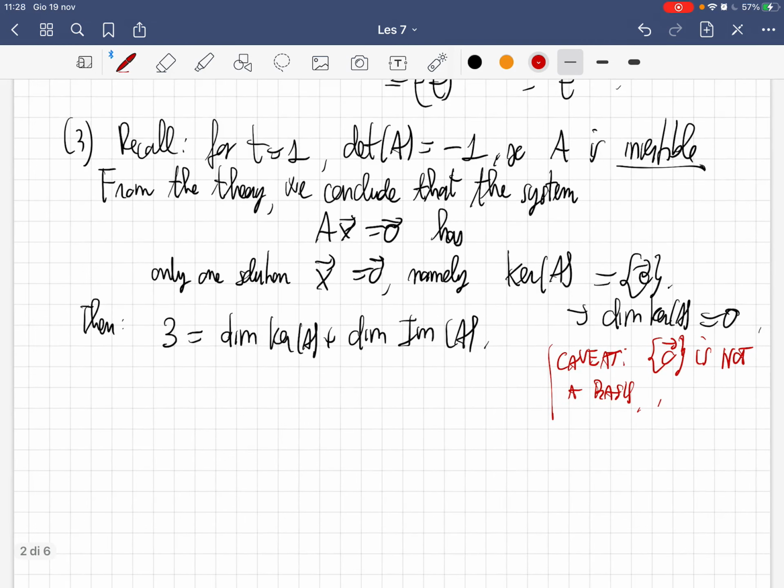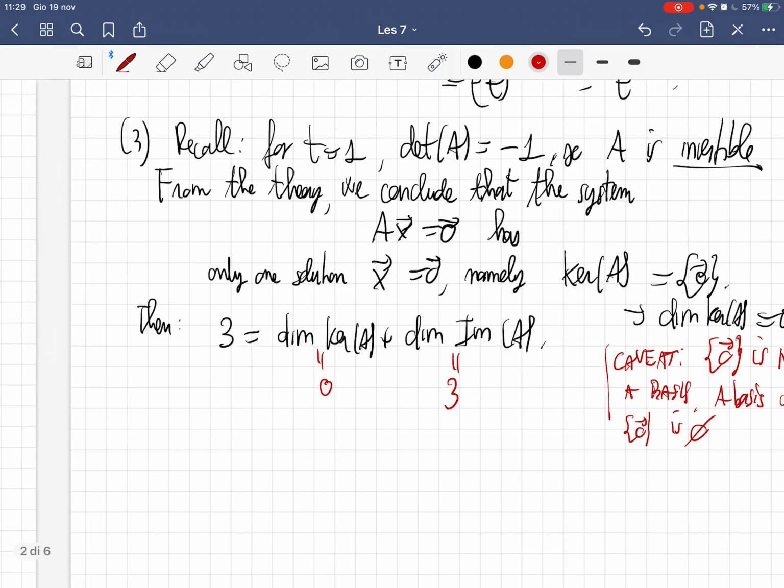A basis of this space is the empty set. Let me write it like empty set. It has to have 0 elements. I mean, just a caveat here. So the dimension is 0, so you conclude that this is 0, so this has to be 3. I mean, you're done. You don't have to do any computations here.